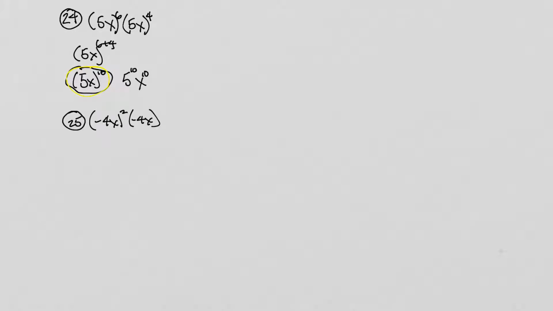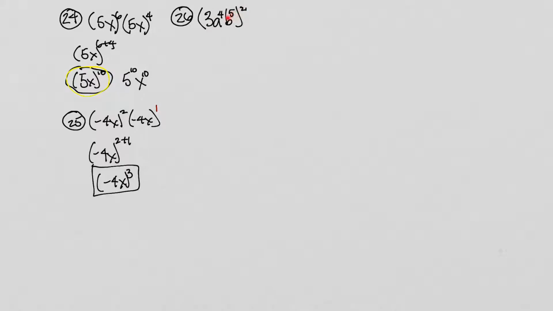And number 25, again, we've got a multiplication with two powers of the same base, right? Got two bases being negative 4x. So all I have to do is add the exponents. Now keep in mind, there's really a 1 here, right? So when we do this, we're going to get negative 4x. Actually, let me write it so I can read it. Negative 4x to the 2 plus 1. That gives us negative 4x cubed.